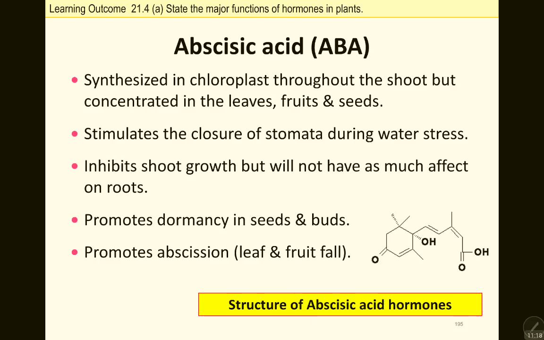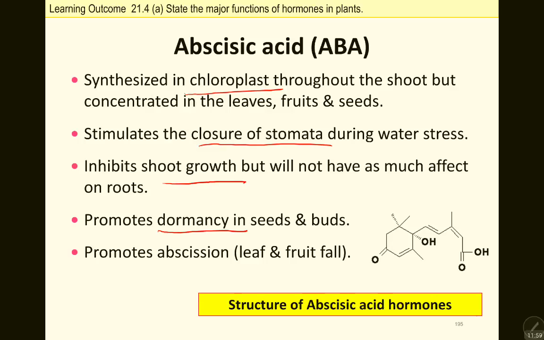Okay, next one, abscisic acid, ABA. Synthesized in the chloroplast throughout the shoot, but concentrated in the leaf, fruits, and the seeds. So they stimulate closure of stoma during water stress. Inhibit shoot growth, but will not have as much effect on the root. Promote dormancy in the seed and the bud. Dormancy means sleeping. So just now that one wakes it up, this one puts it to sleep.